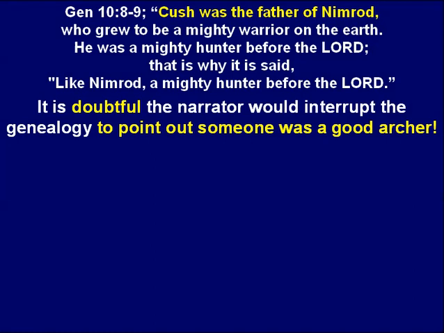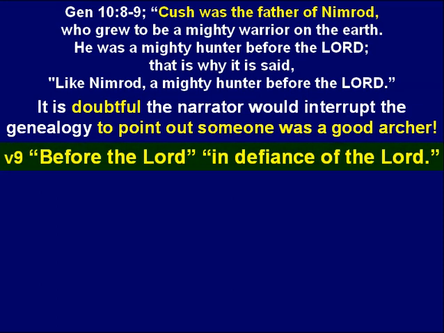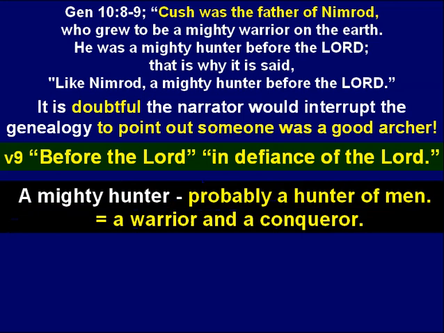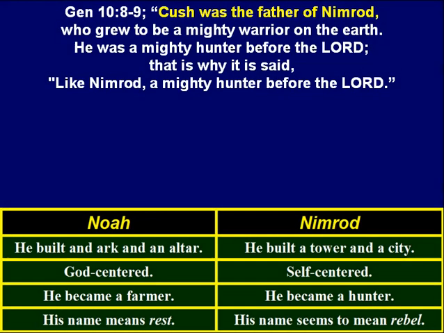Cush was the father of Nimrod, who grew to be a mighty warrior on earth. He was a mighty hunter before the Lord. That's why it's said, like Nimrod, a mighty hunter. It is doubtful the narrator would interrupt the genealogy to point out somebody was a good archer. Before the Lord, in defiance of the Lord. A mighty hunter, probably a hunter of men, a warrior, a conqueror.